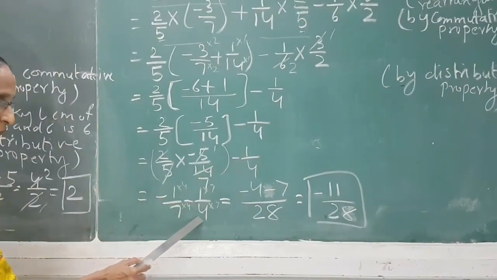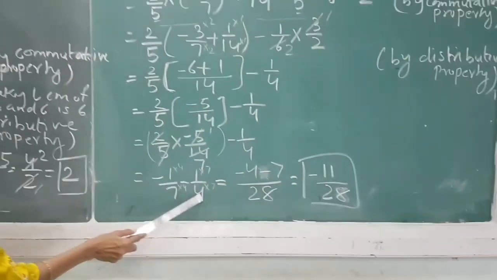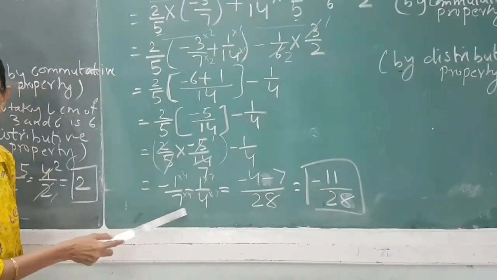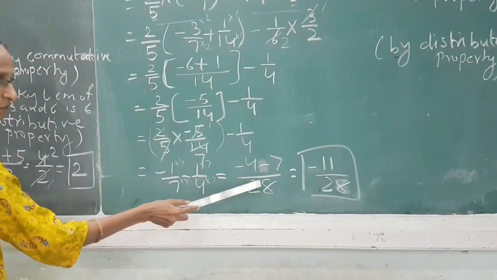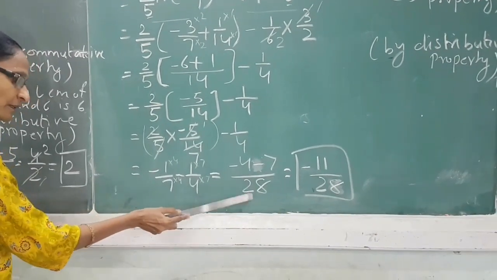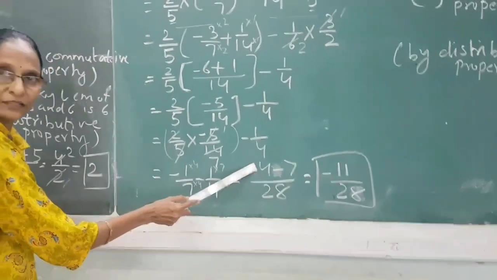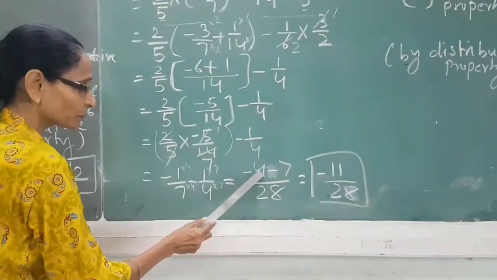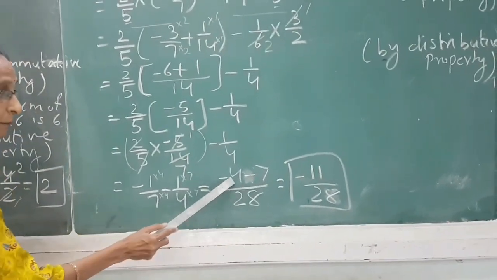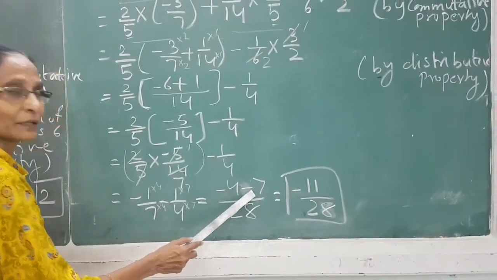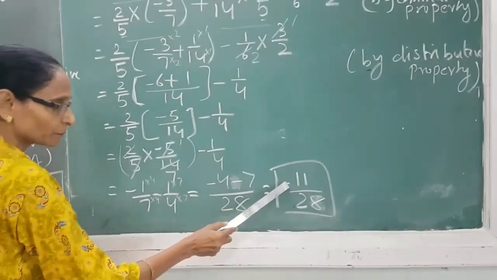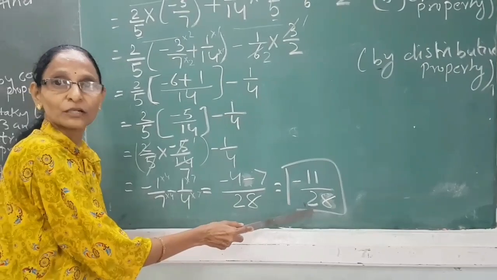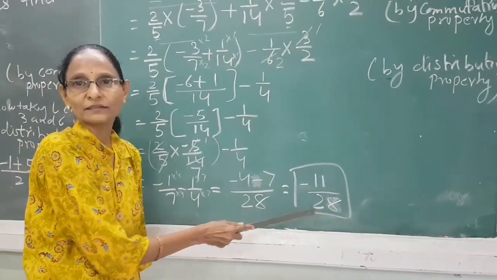Minus 1 upon 4. Now again 7 and 4. Both the denominators are different. So again we need to find the LCM. LCM of 7 and 4 will be 28. And now you know how to subtract after taking out the LCM. So it will be minus 4 minus 7. Minus 4 minus 7, minus minus, that is you are supposed to add and take the sign of the bigger number. So minus 11 upon 28 will be your answer.